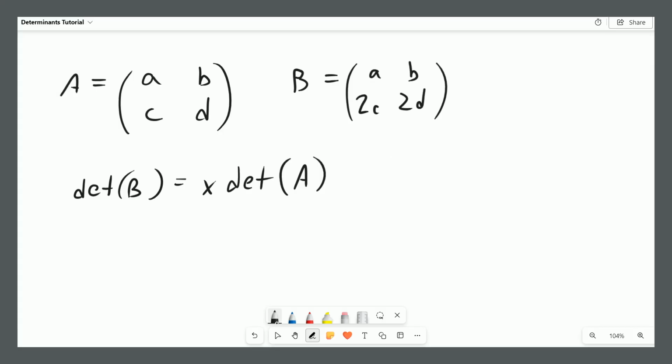Okay, so here B is equal to AB in the first row and 2C, 2D in the second row. So we're multiplying a row by a constant, which will make the determinant bigger by a factor of that constant. So the determinant of B will be twice as large as the determinant of A. And that is the answer to that one.